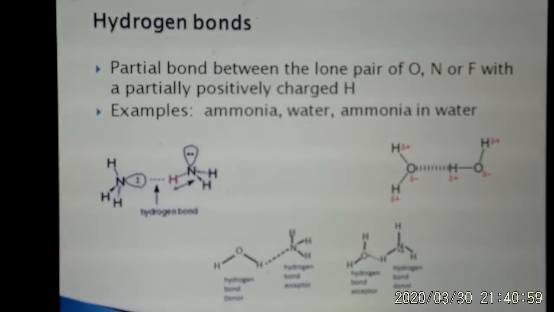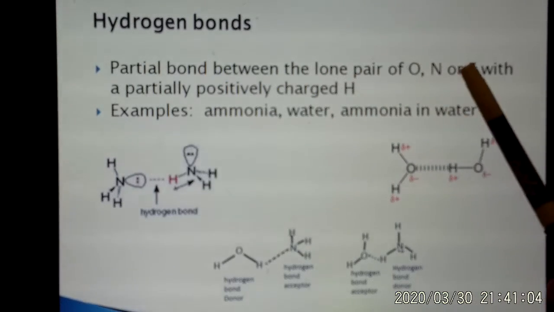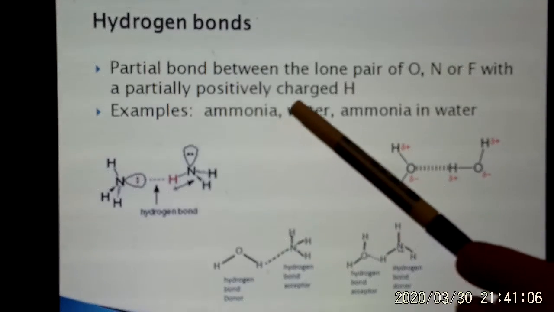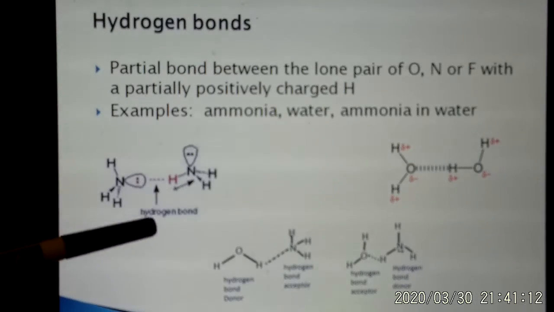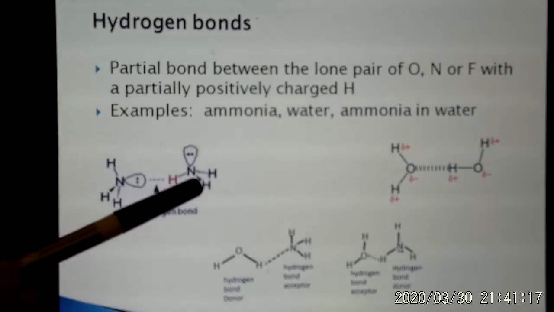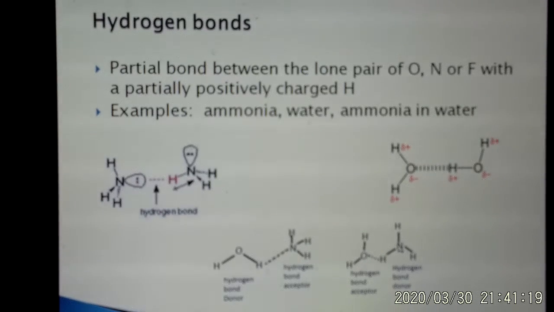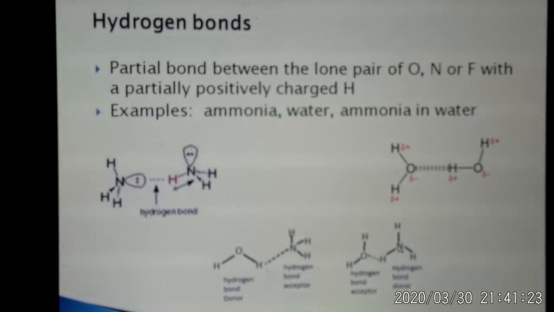It's not a true covalent bond, but it's a partial bond between the lone pair of oxygen, nitrogen, or fluorine with a partially positive charged hydrogen. So let's look at ammonia. If you look at ammonia here, see how nitrogen is pulling the electrons away from the hydrogen, which means my hydrogen has a slightly positive charge to it.